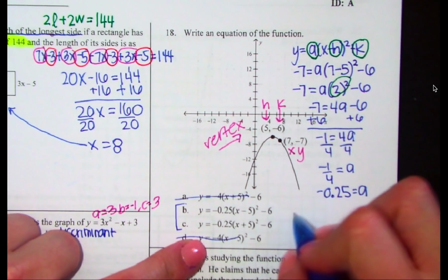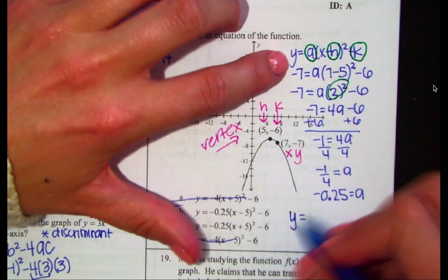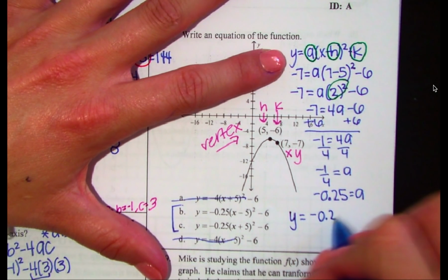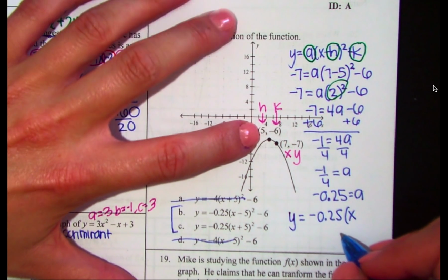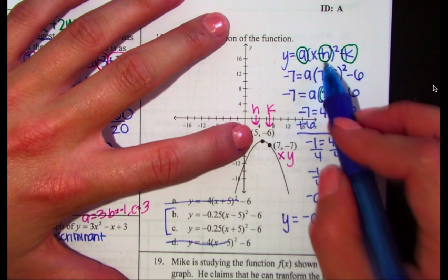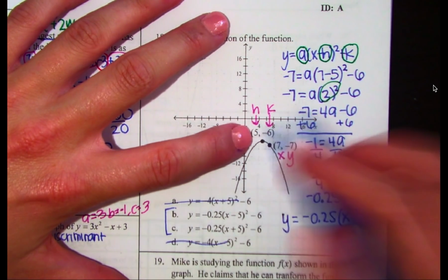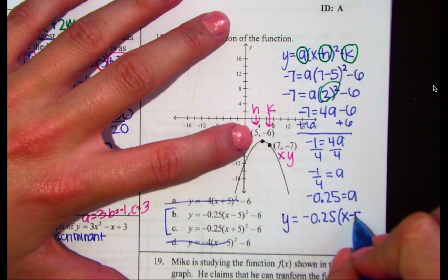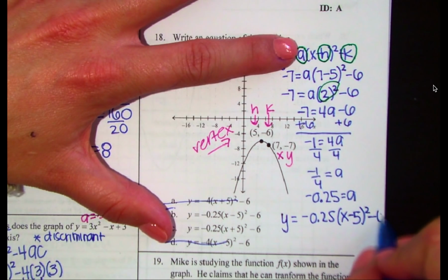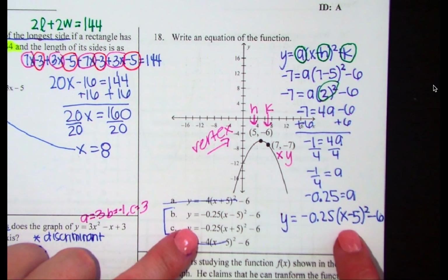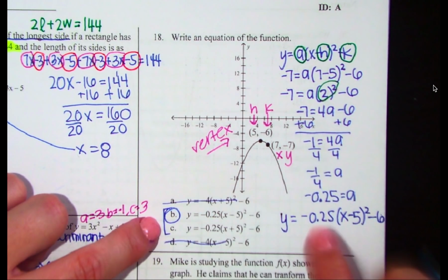So when I write my final answer, using again this formula, you plug in a. Then you plug in the vertex. When you plug in the vertex, we remember it's x minus h. So whatever your x value is here changes signs. So it's -5 squared, and then you just put the k. So that is how I get my answer of B.